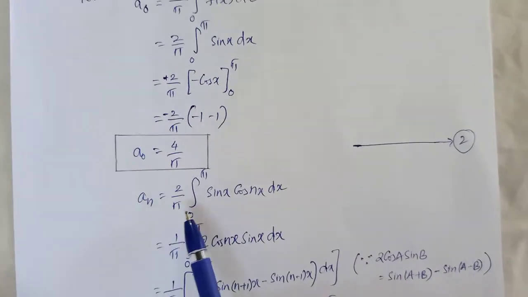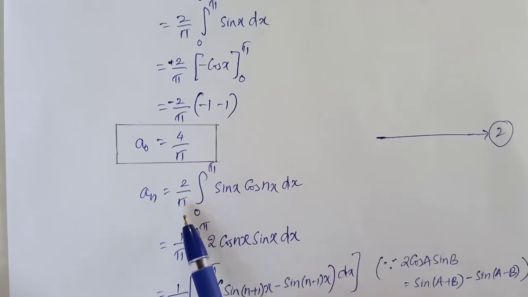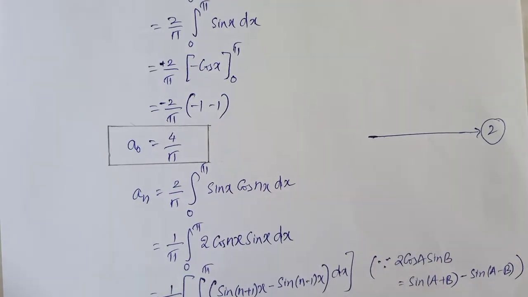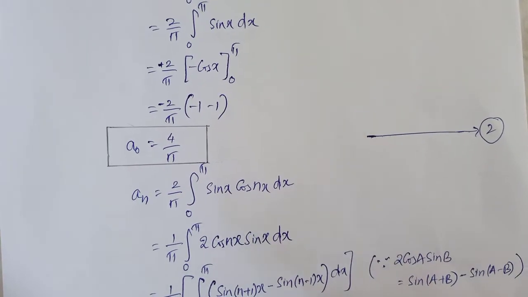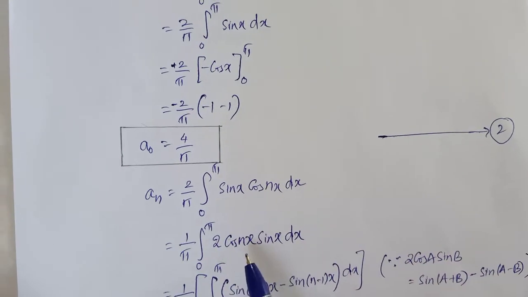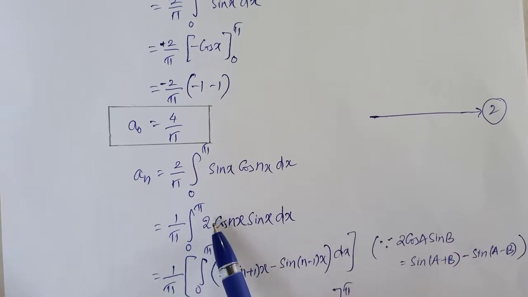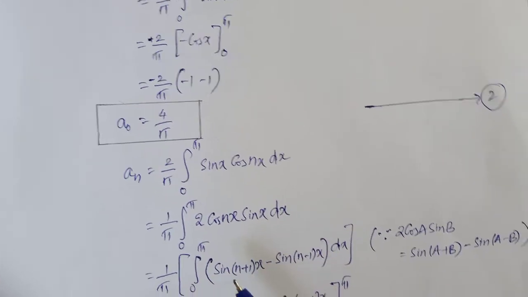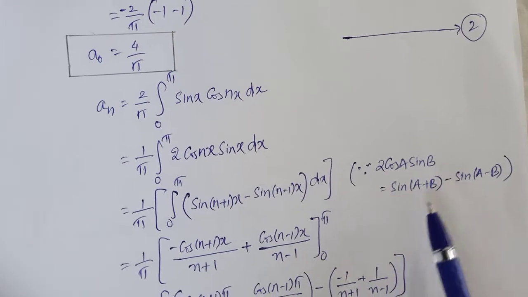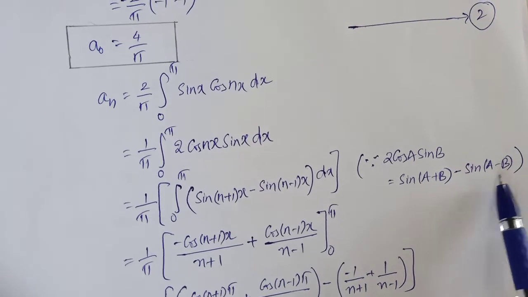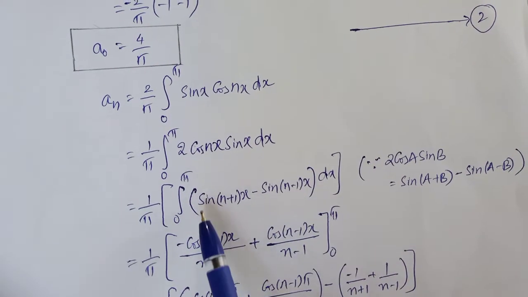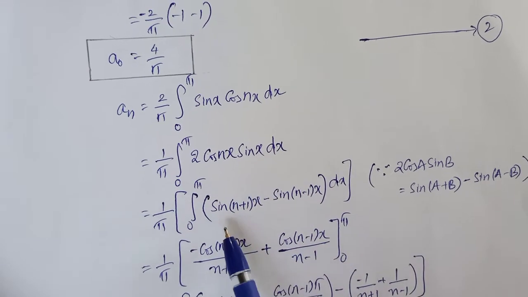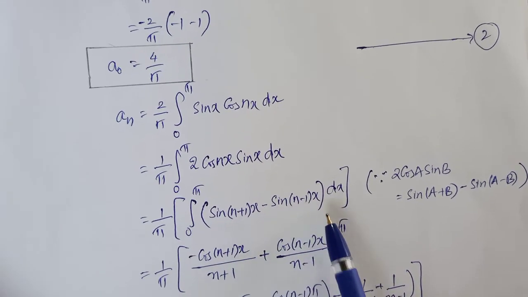Now a n is equal to, what is the a n formula? 2 by pi integral 0 to pi of f of x cos n x dx. What is f of x? It is sin x. Now we take this 2 inside and write it as 2 cos n x sin x. Since we know the formula 2 cos a sin b is sin (a plus b) minus sin (a minus b), writing it like this, 2 cos n x sin x is sin (n plus 1)x minus sin (n minus 1)x.